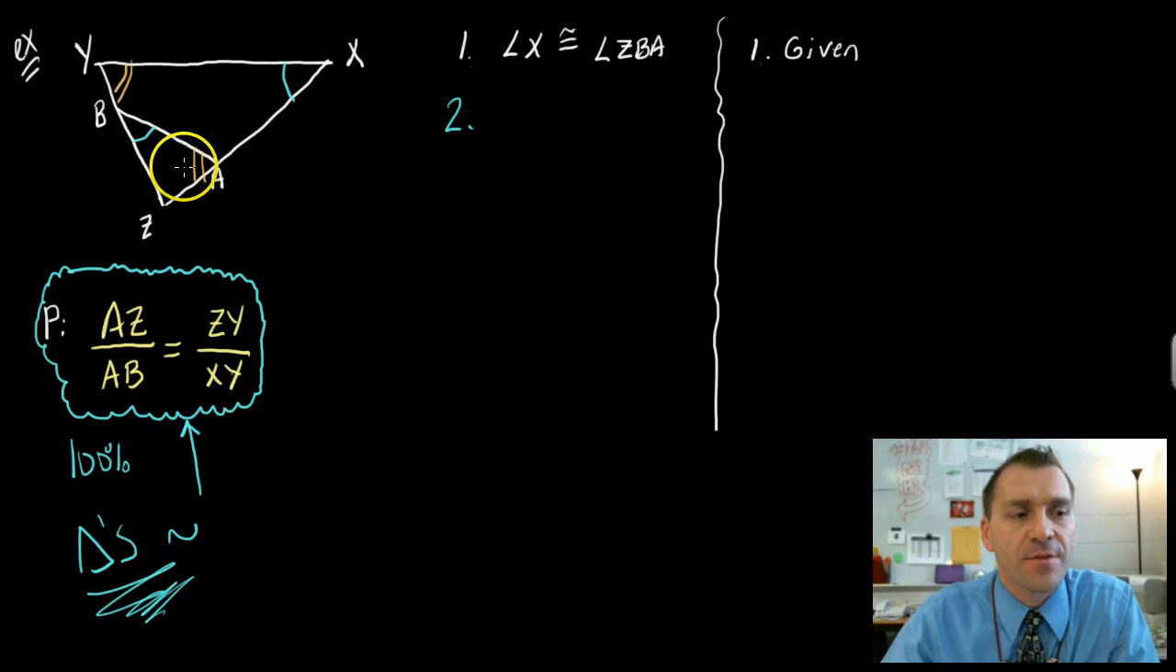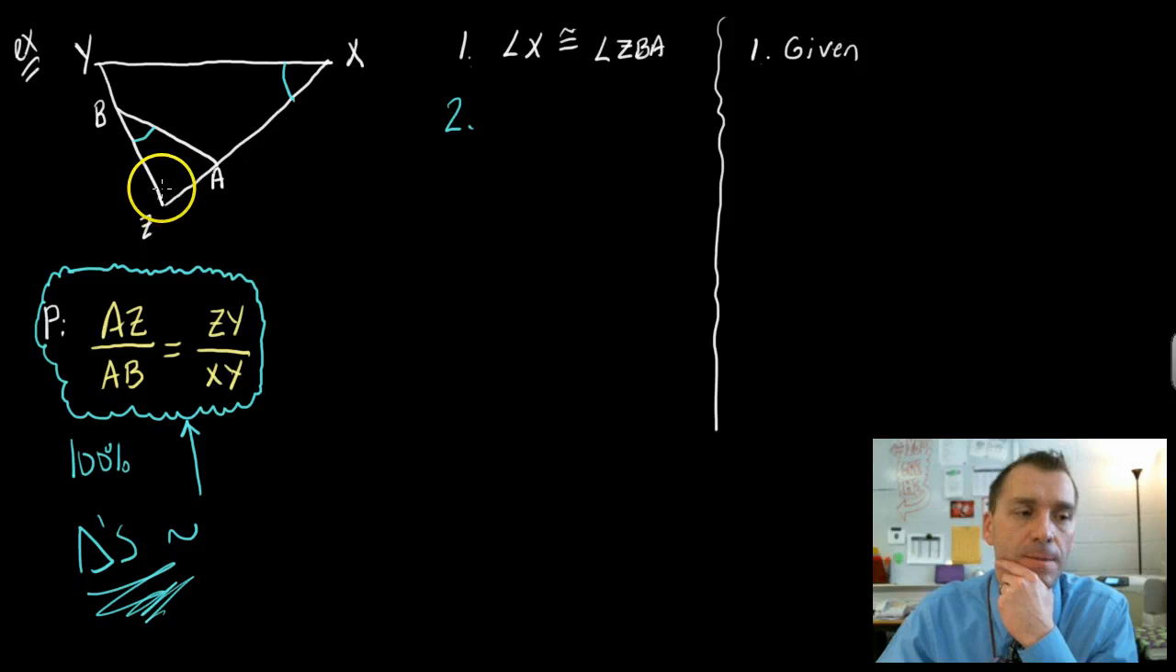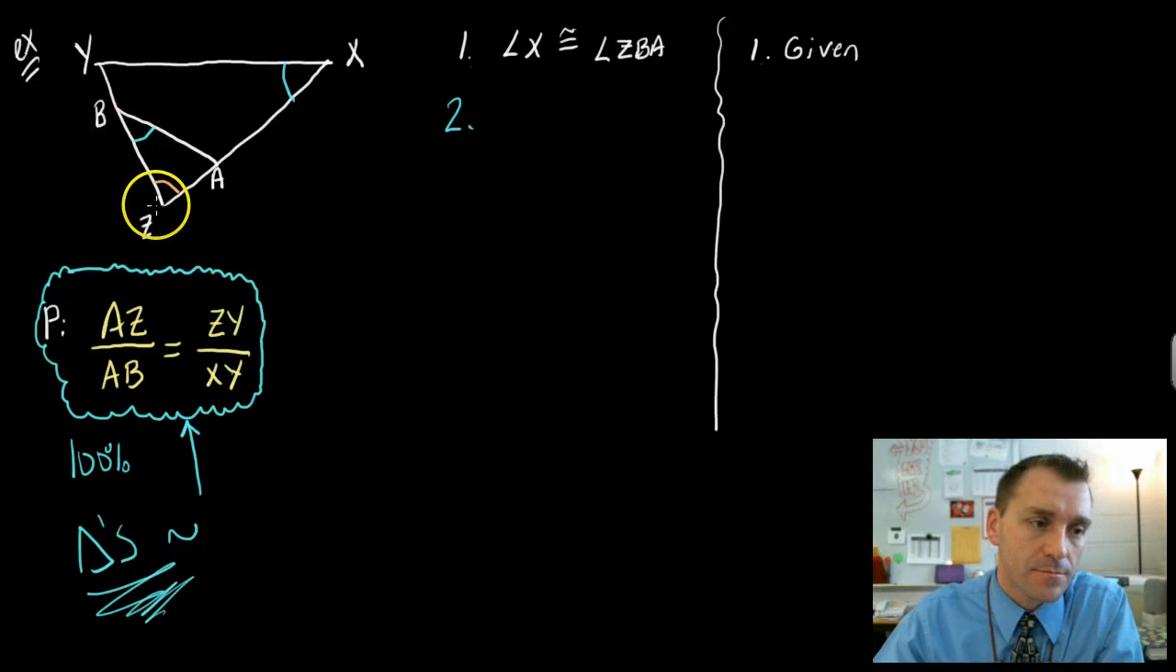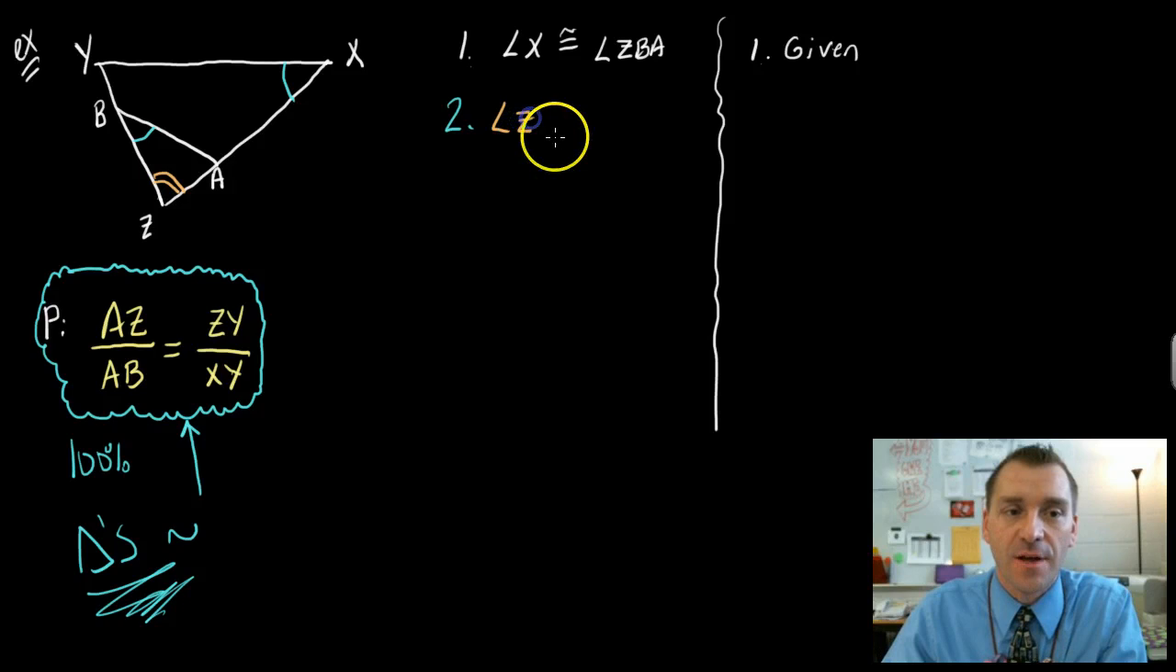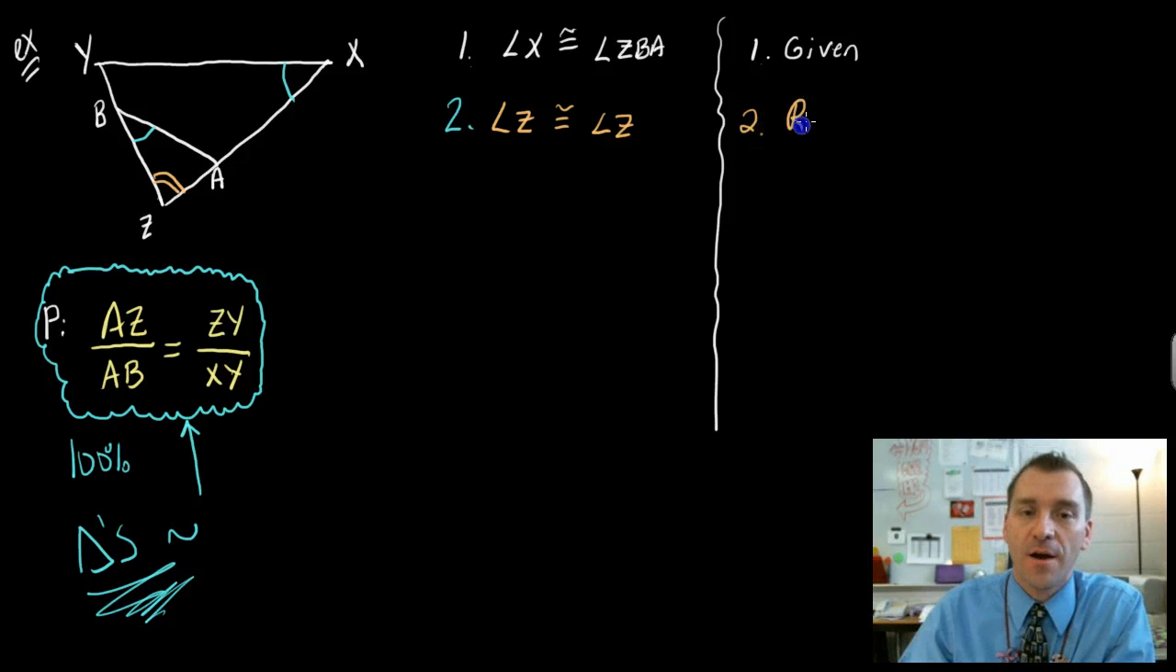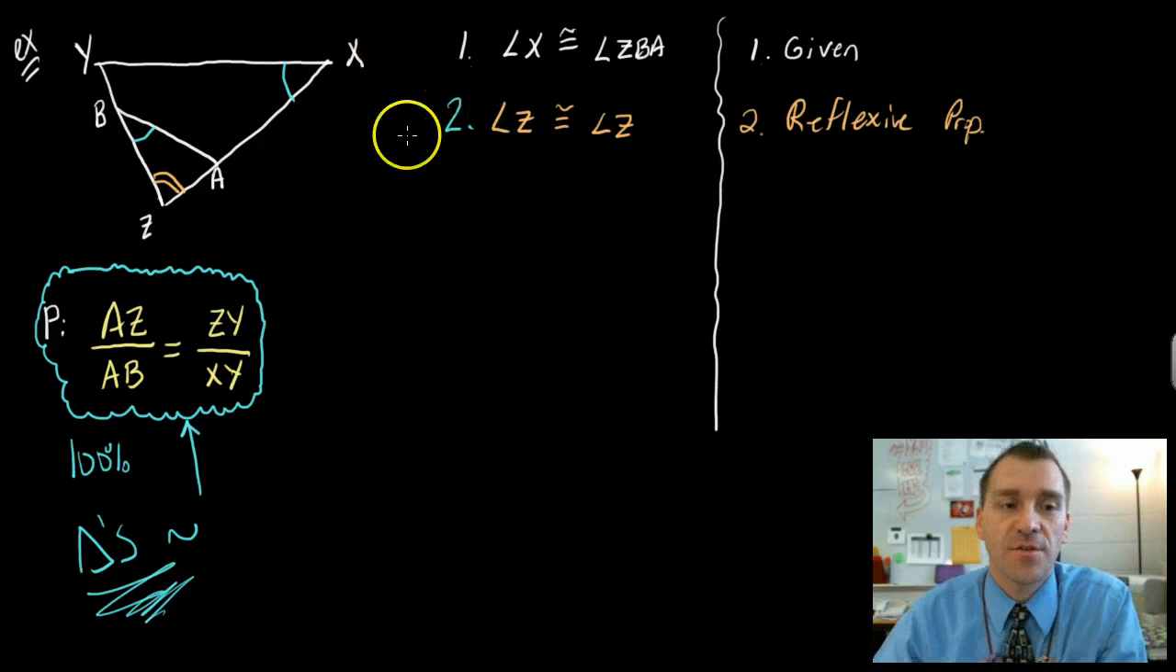My only other option would be, oh, look at this. Angle Z right here in this triangle AZB is the exact same angle as it is in the bigger triangle YXZ. Beautiful. So I'm going to put over here statement number two: angle Z is congruent to angle Z. And remember, it is completely possible to have the reflexive property work with angles just like it does with sides. So that's your reason, reflexive property. Now we have two pairs of angles, so beautiful.